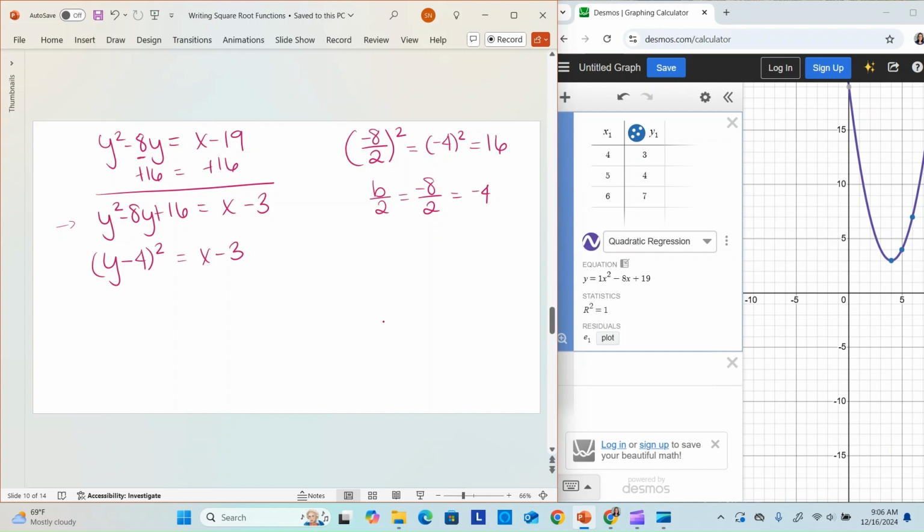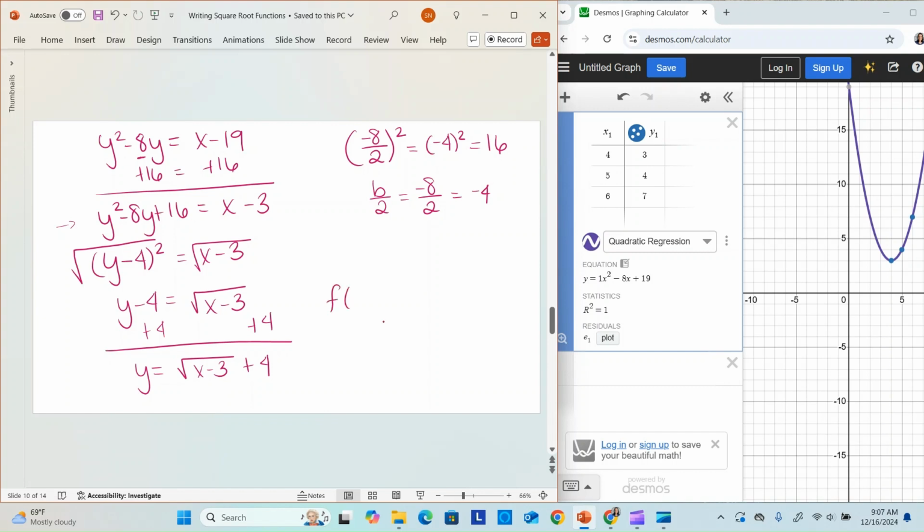This is going to make it easier for me to solve for y, because now I can take the square root of both sides. So I have y minus 4 is equal to the square root of x minus 3. And then in order to solve for y, all I need to do is add 4 to both sides. So remember, I'm going to have y equals the square root of x minus 3, and then that plus 4 goes on the outside because I added 4 after taking the square root. So the original square root function that I'm looking for is the square root of x minus 3 plus 4.